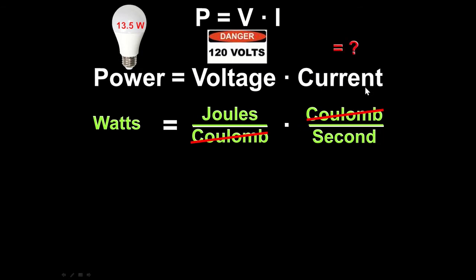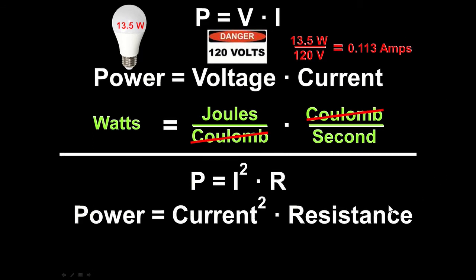how much current is going to be running through that? And it's going to be about 0.113 amps. So power is equal to voltage times current. That's another equation that we could look at. And this just follows as a result of that.